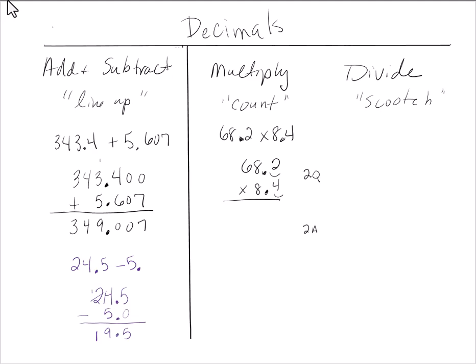Let's go ahead and do the math. 4 times 2 is 8. 4 times 8 is 32. 6 times 4 is 24. 25, 26, 27. Then we're going to add.